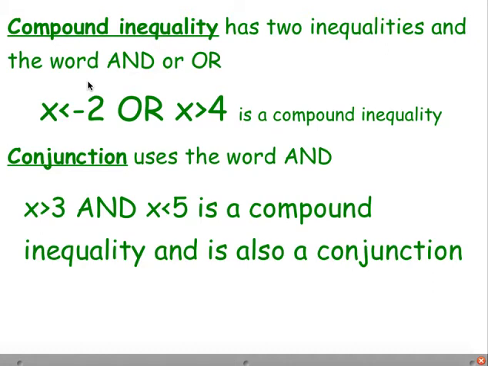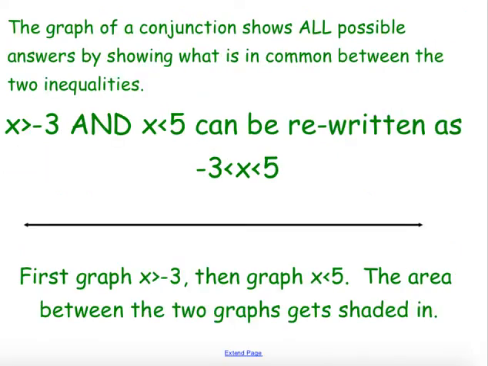This is kind of related to number sets, where we said a solution to this has to satisfy both of these. So a number that would be a solution to these inequalities would have to be greater than 3 and less than 5. So looking at a specific example, if we had x > -3 and x < 5, we can rewrite it as -3 < x < 5.